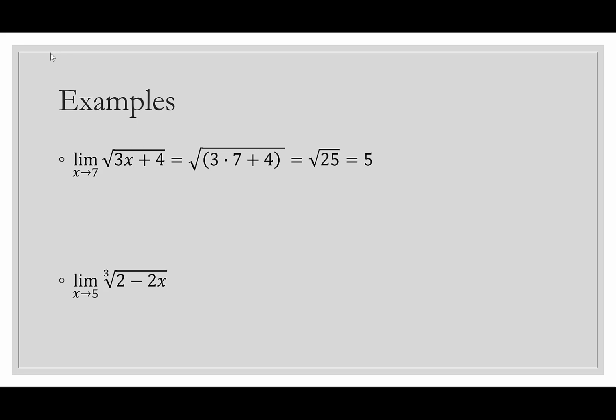Then I have the limit as x goes to 5 of the cube root of 2 minus 2x. Again, you're just plugging in the value, so I have 2 minus 2 times 5, and then I take the cube root. Well, 2 minus 10 is negative 8. I have the cube root of negative 8.